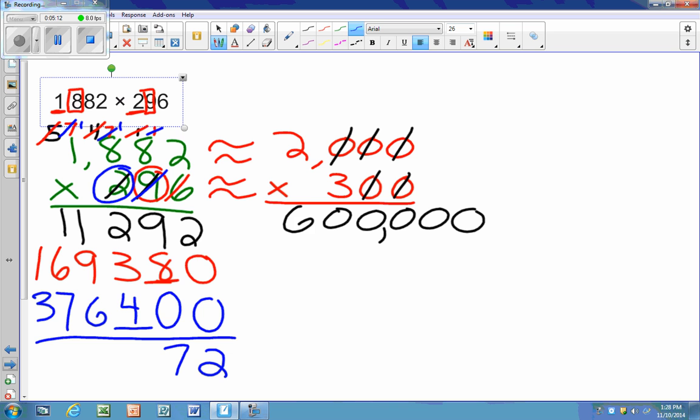2, 17, 3 and 3 is 6, and 4 is 10. Carry the 1. 1 and 1 is 2, and 9 is 11. And 11 and 6 is 17, and carry the 1. 1 and 1 is 2. 2 and 6 is 8. 8 and 7 is 15, and carry the 1. And then I have a 1, and a 3, and I end up with a 5. And 557,072 is pretty close to 600,000.